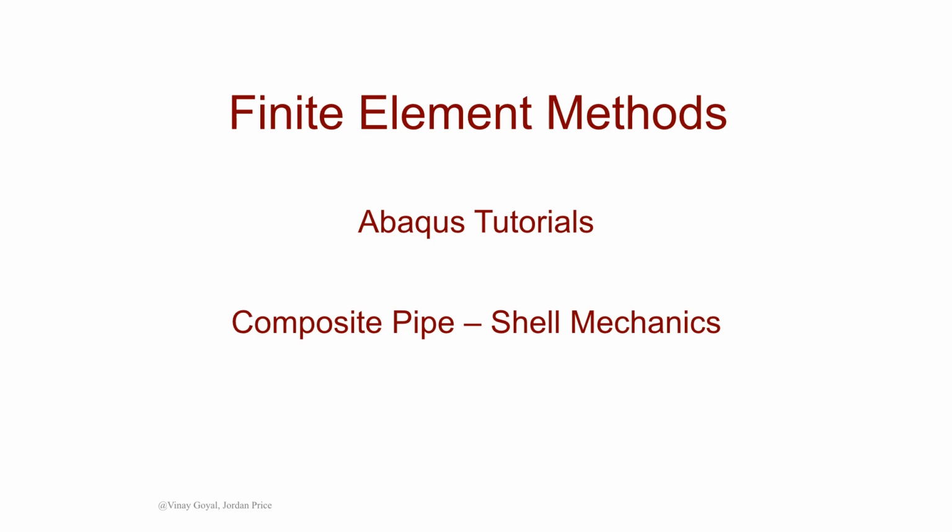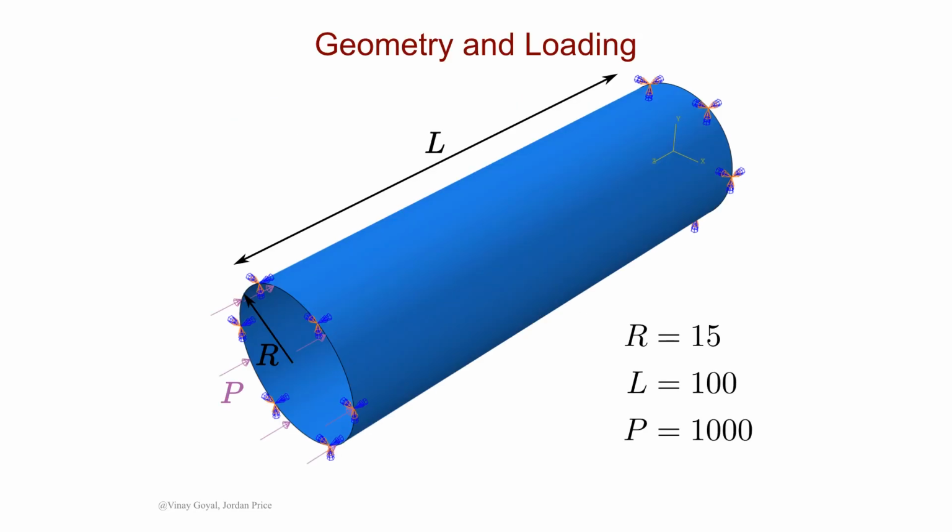Hi, I'm Jordan. In this Abaqus video tutorial, we'll walk through how to analyze a composite cylindrical pipe under uniaxial loading. The main focus of this tutorial is creating a composite material, so we'll use simple geometry and loading in our analysis. The thin shell pipe has a radius of 15, a length L of 100, and a compressive load P applied to one edge with a magnitude of 1000.